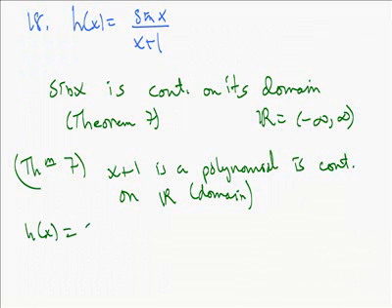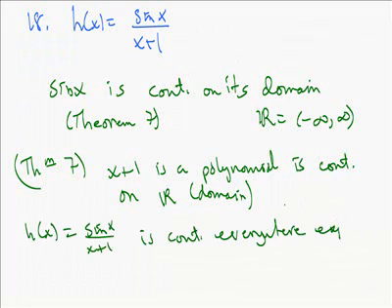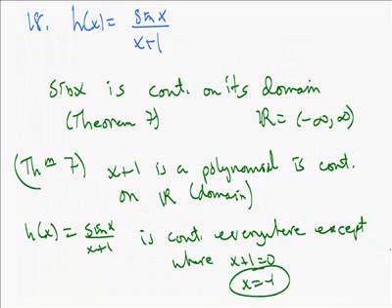So h of x, which is equal to sine of x over x plus 1, is going to be continuous everywhere except where it's undefined, which, as we said, is where the denominator equals 0, where x plus 1 equals 0, or where x is equal to negative 1. So we are continuous everywhere except at that point at negative 1.